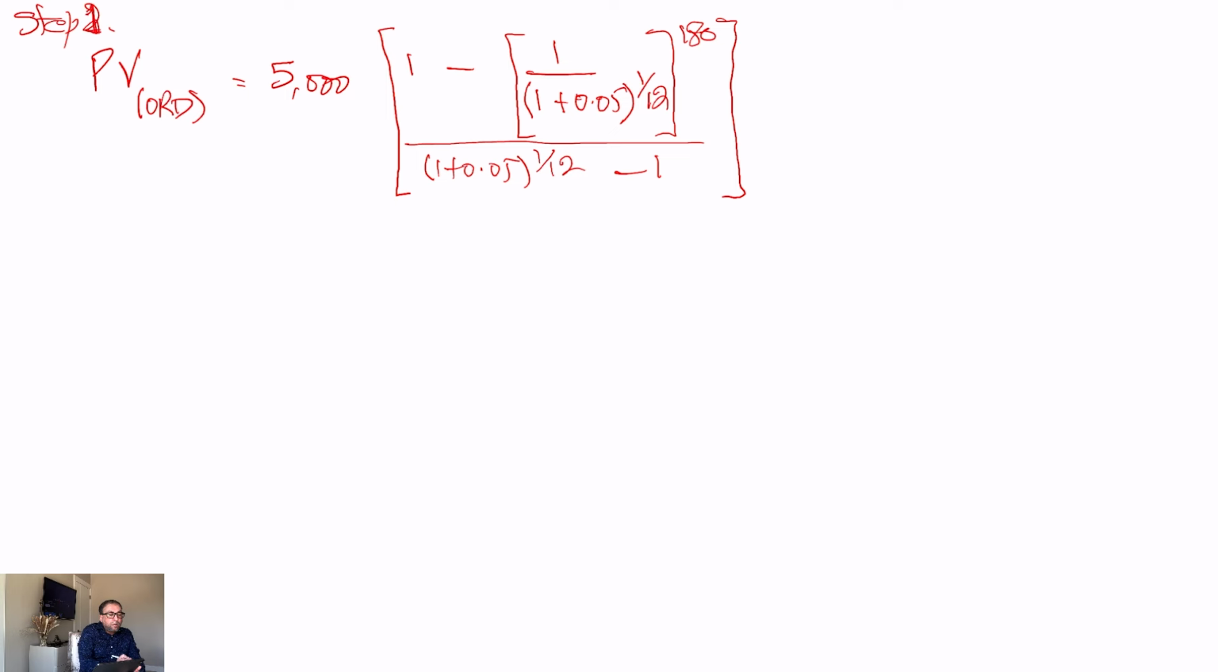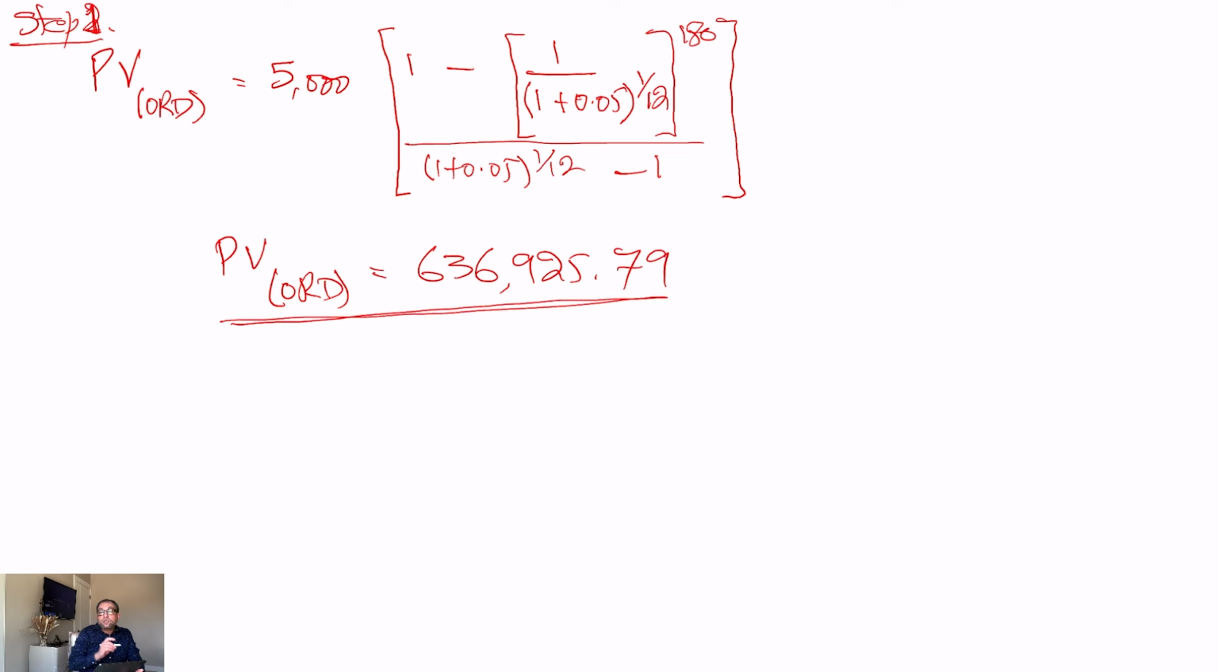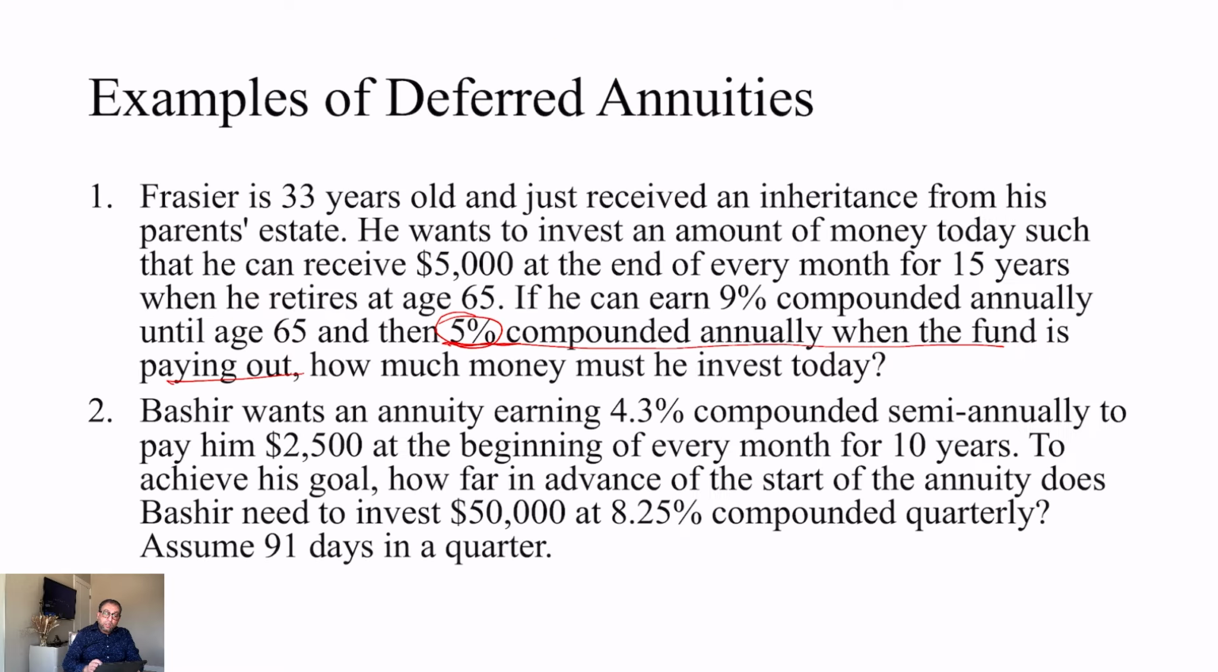So the present value ordinary is 363,925.79. That should be the amount in the account at the age of 65. Now what should he invest today? We want to find out the present value today of this amount, if the amount is growing at the rate of 9% compounded annually.